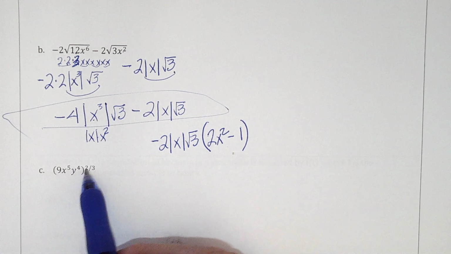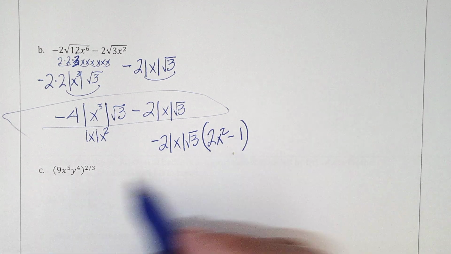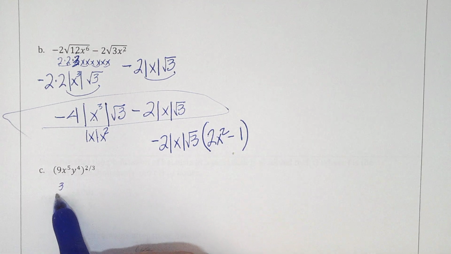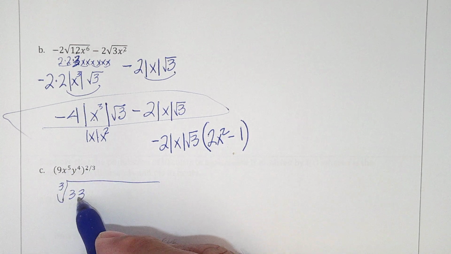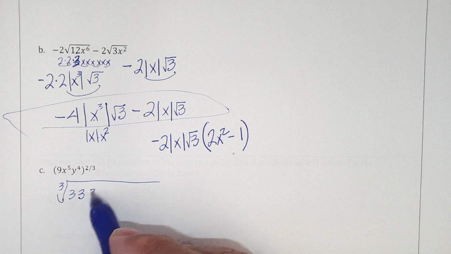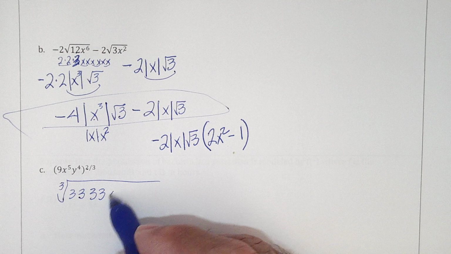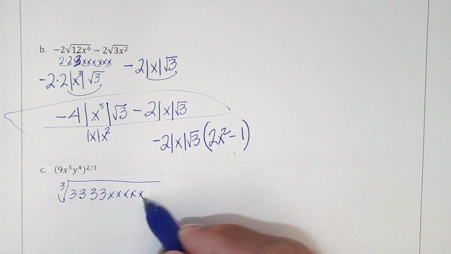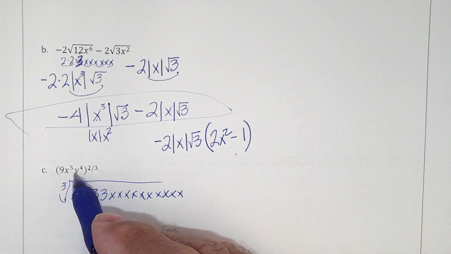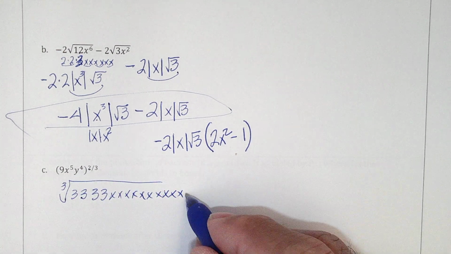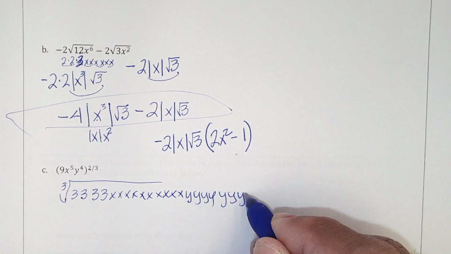This says I have 2 of these, and I'm going to take the cube root. So I'm going to do it with the root sign first. Cube root of 9, which is 3 times 3, and I have 2 of those, so another 3 times 3. I have x to the 5th, 2 of those, so I've got x, x, x, x, x, and another x, x, x, x, x. And I've got y to the 4th twice, so y, y, y, y, y, y, y, y.